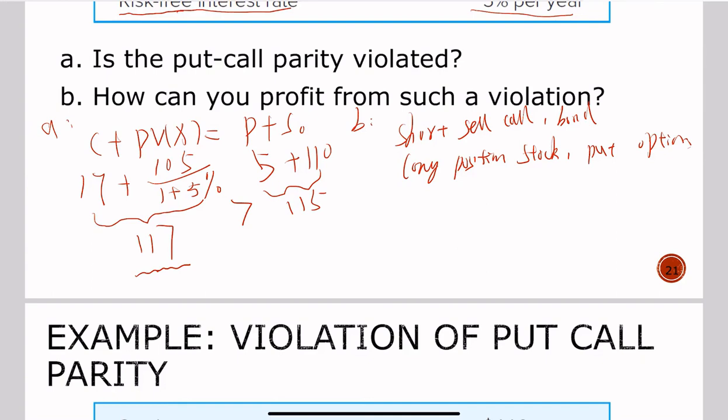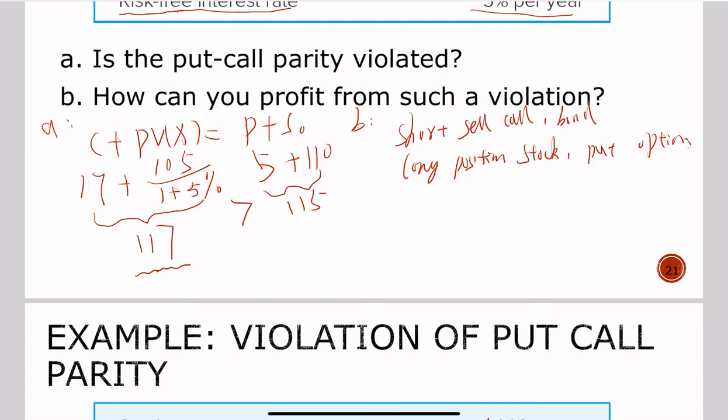Well, short sell bond basically means you should borrow money, right? Because buy a bond basically means you're taking a long position in the bond, right? And then what's the opposite side of buying a bond? It's borrowing money, right? Because buying a bond essentially means you're lending out your money. So the opposite side of purchasing a bond is borrowing money.